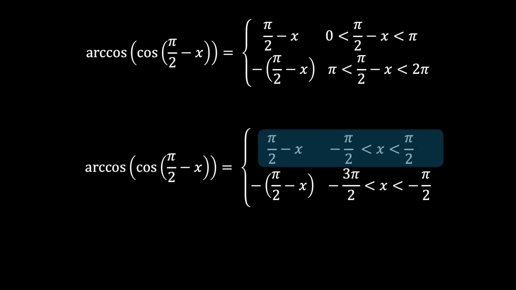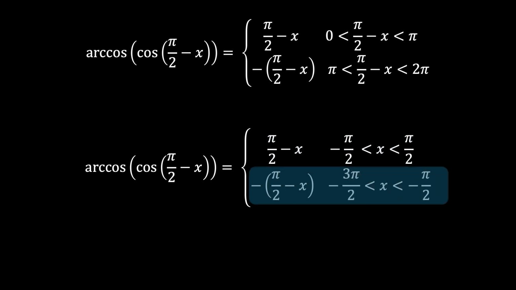When you change the limits, you will see it will be pi by 2 minus x when x is between negative pi by 2 and pi by 2, and it's the negative of pi by 2 minus x when it's between negative 3 pi over 2 and negative pi by 2. Now we have simplified the function that we need to integrate. We know the limits, and this is just a linear function, so now we can integrate.